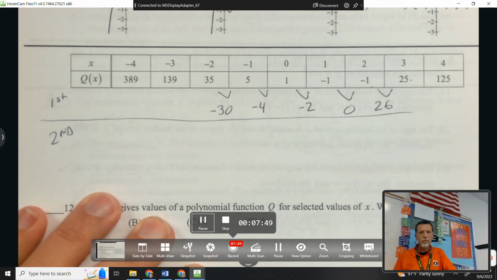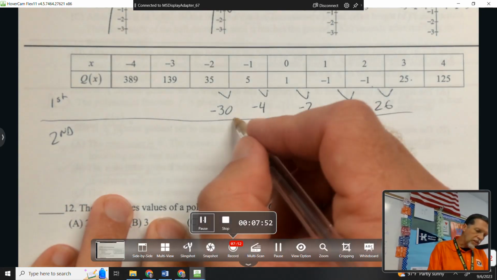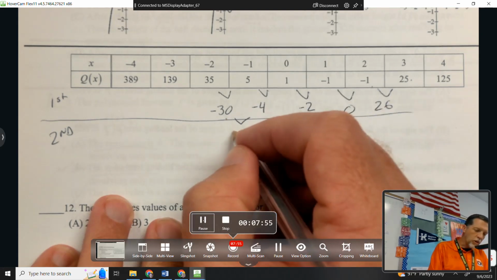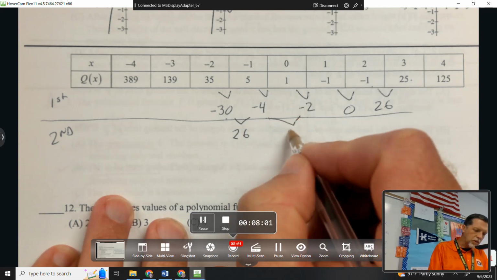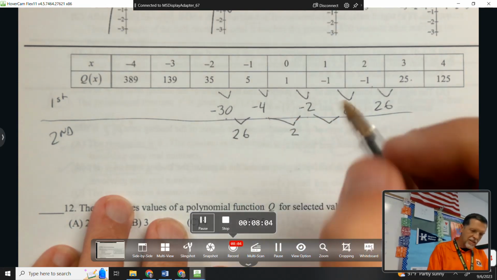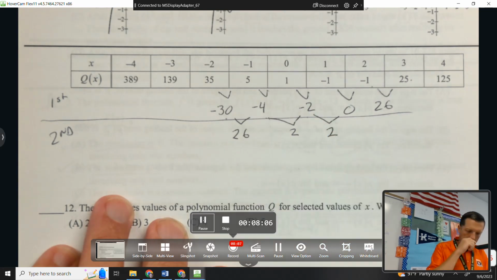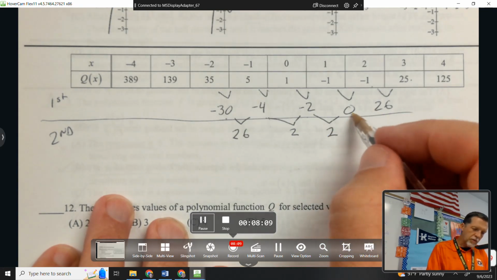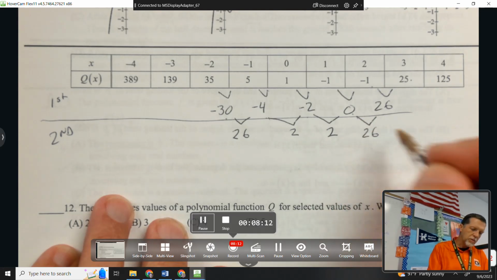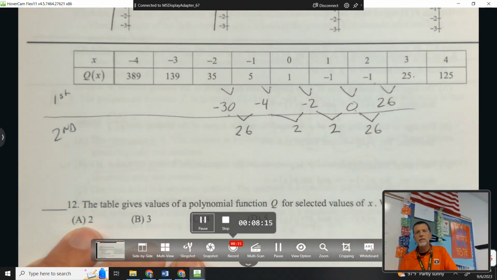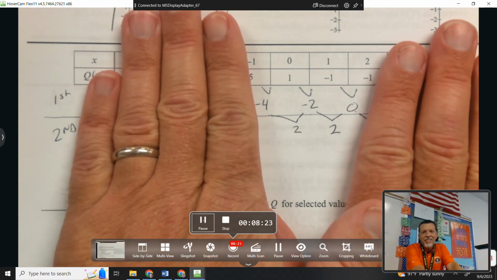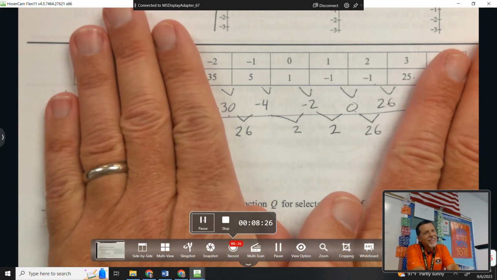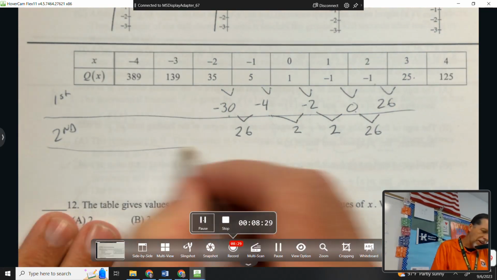I mean, I knew that already, but second difference, from negative 30 to negative 4, that's going up 26. From negative 4 to negative 2, that's going up 2. From negative 2 to 0, that's going up 2. And from 0 to 26, that's going up 26. This is a little bit dangerous. If I had only done that much of it, I'd say, 2 equals 2, I found it. Better look a little bit more carefully here.